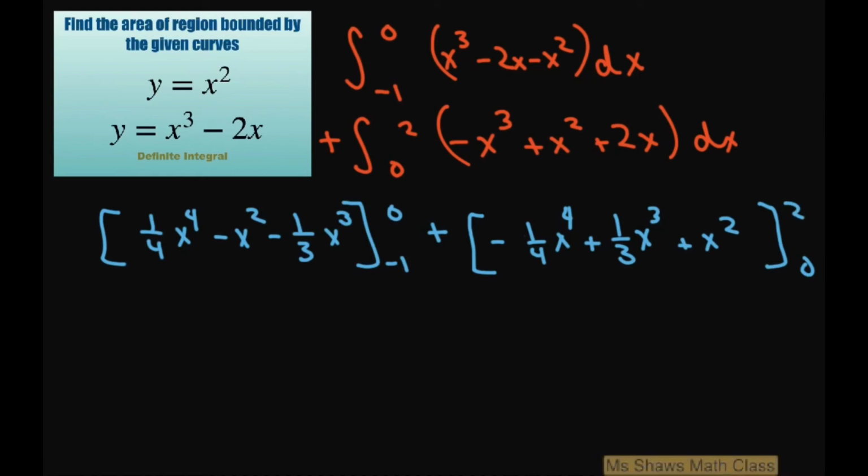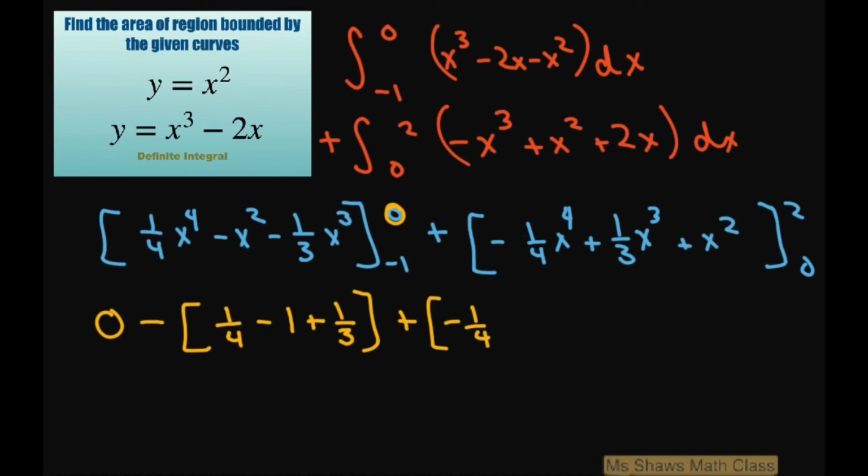All right, so when you substitute in 0, that's just going to be 0. So now you take your 0 minus and substitute in your negative 1. That's going to give you 1/4 minus 1 plus 1/3. And then for this piece, we're going to get plus, substitute in the 2: negative 1/4 times 2 to the power of 4, plus 1/3 times 2 cubed, plus 2 squared. When you substitute in 0, it's just going to turn to 0, so you'd subtract 0.